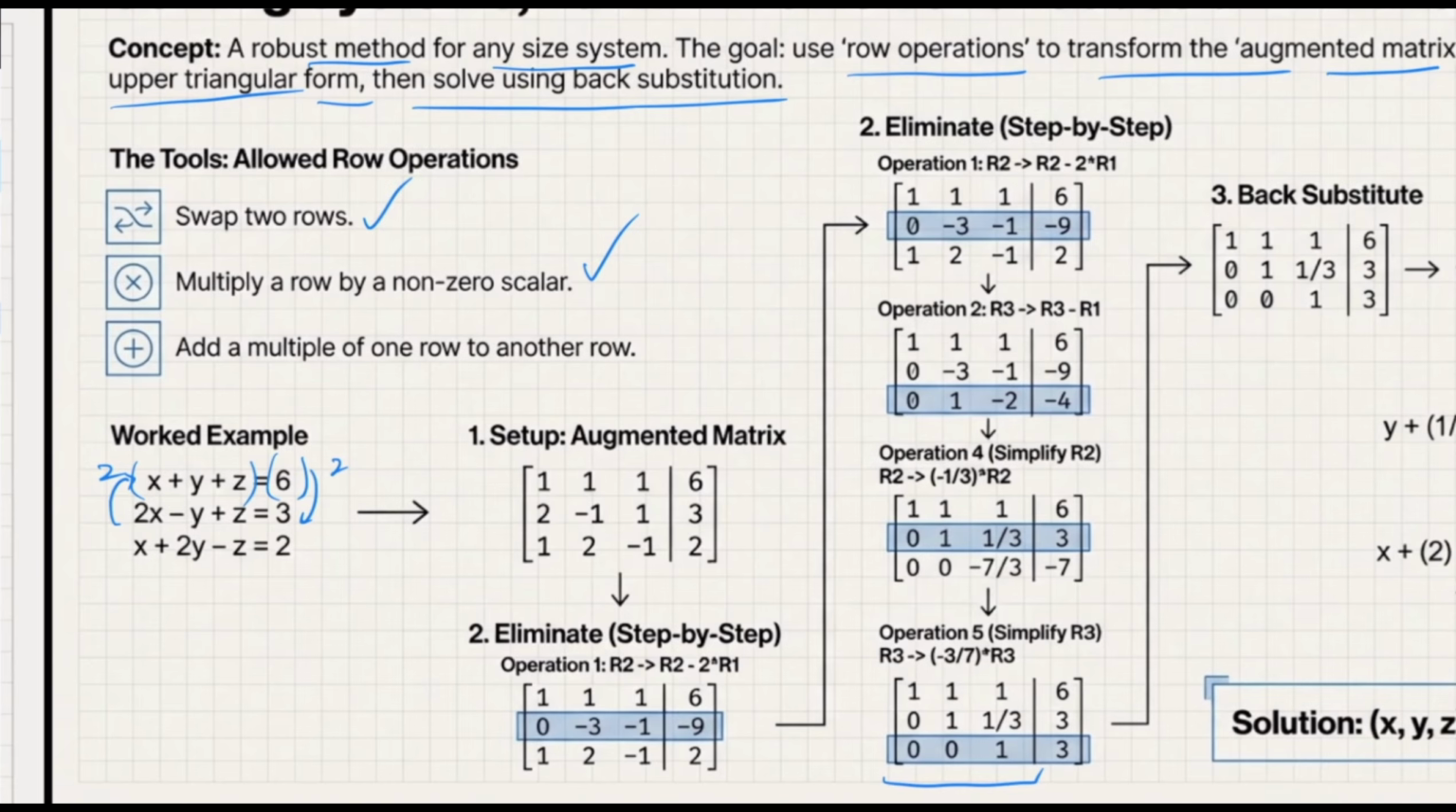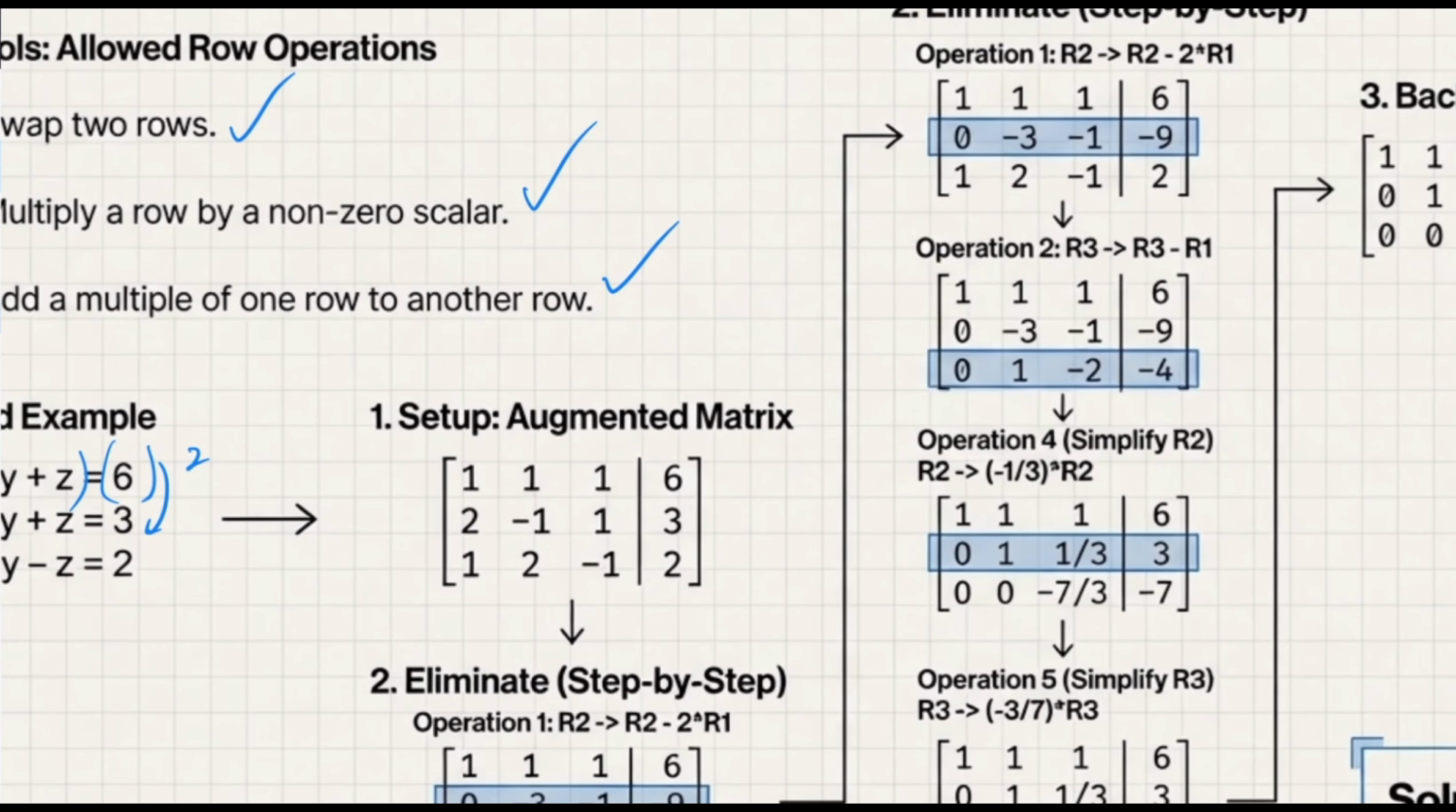Add a multiple of one row to another row. What does that mean? It means that you can, for instance, add the first row and the second row and move it to a specific row. We still can do that. We are going to have a new equation. Again, we are not losing balance. So let's see an example.